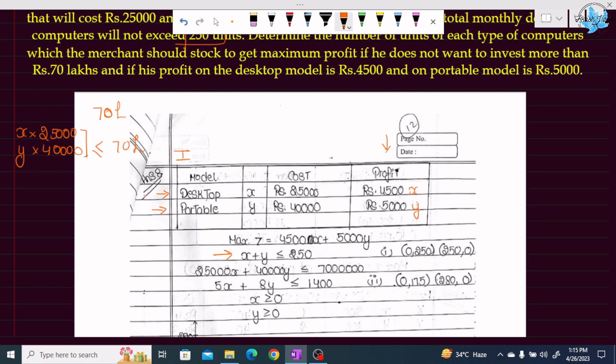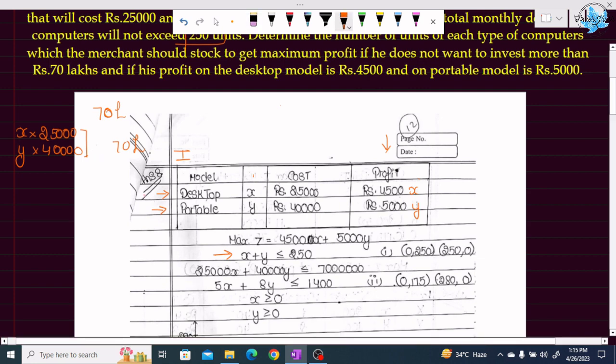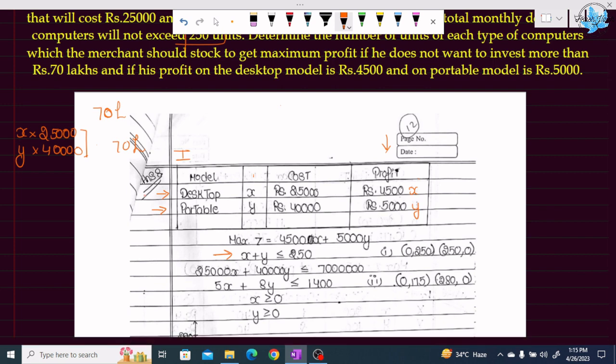So we will put the less than or equal to sign, because we know that he does not exceed 70 lakh; he makes the investment under 70 lakh. So the second constraint will become 25,000x plus 40,000y is less than or equal to 70 lakh.